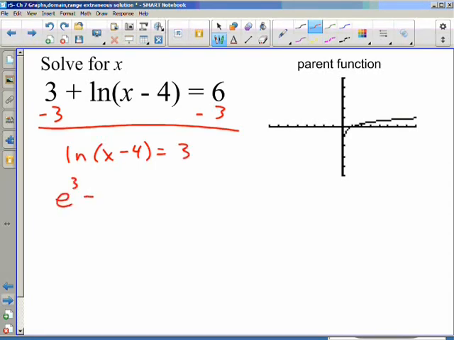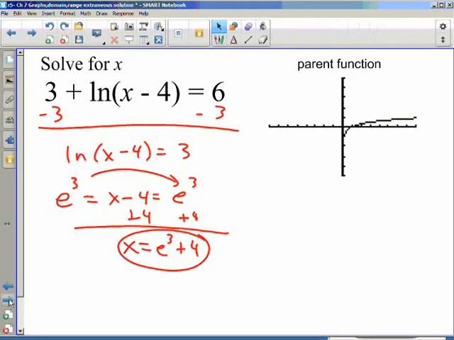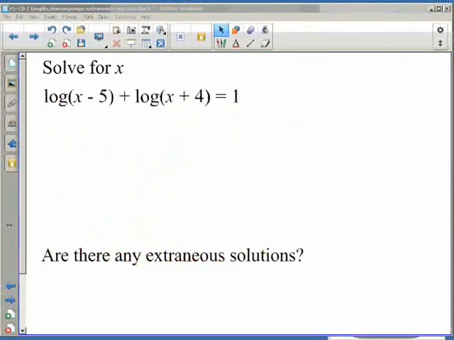And this becomes e to the 3 equals x minus 4. And I'm not going to worry about what e to the 3 is. It's some irrational number. Add 4, and this will be an acceptable solution. If you have a 10 to a power, you should be able to do that, but in this case, x equals e cubed plus 4. Now we know e is positive. It's roughly 3, a little less, so that's some number like 25-ish. Add 4. You're going to definitely be bigger than 0 for your ln.